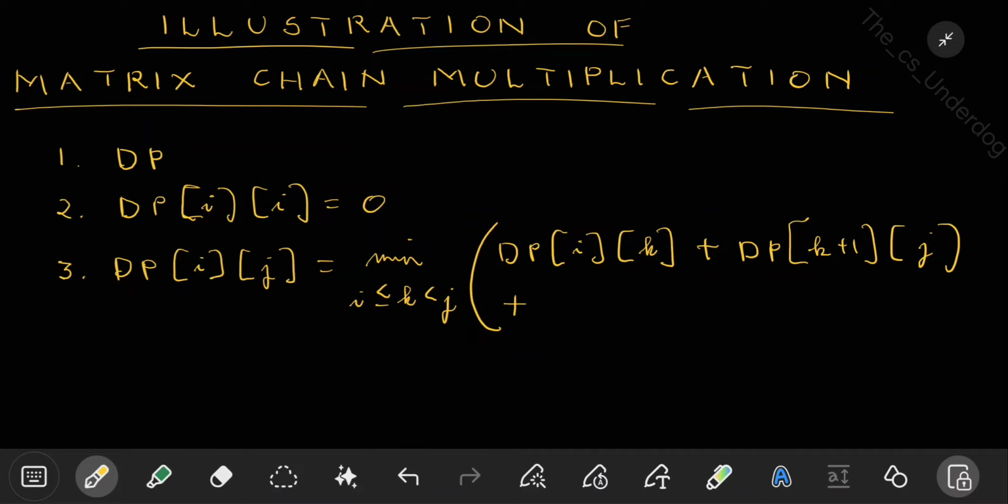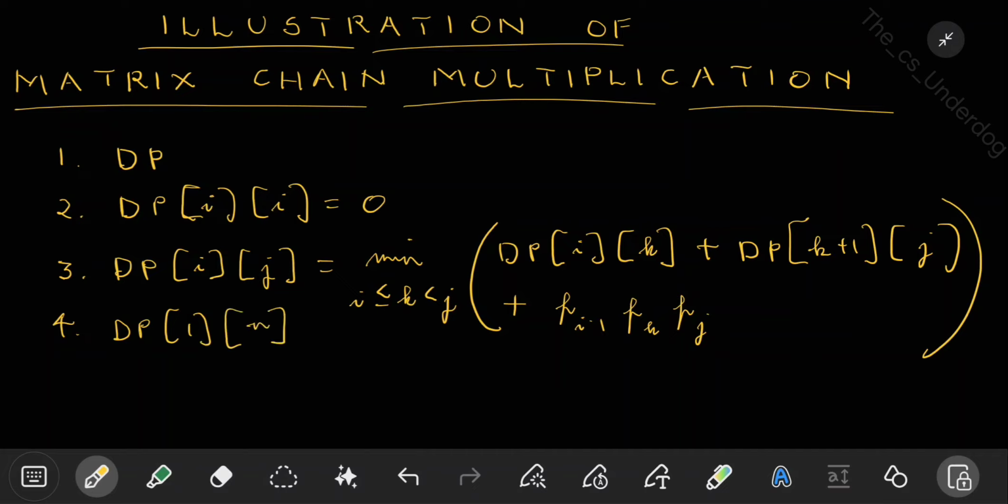And then finally, after you have this part and this part, you have to multiply both those parts. In order to do that, what did we learn? It should have a total of p(i-1) times pk times pj scalar multiplications. So this is the total number of scalar multiplications required, that is the minimum number of scalar multiplications required in order to multiply all matrices from Ai to Aj. What about the final solution? The final solution will be present in DP of 1, n. This is what we learned.